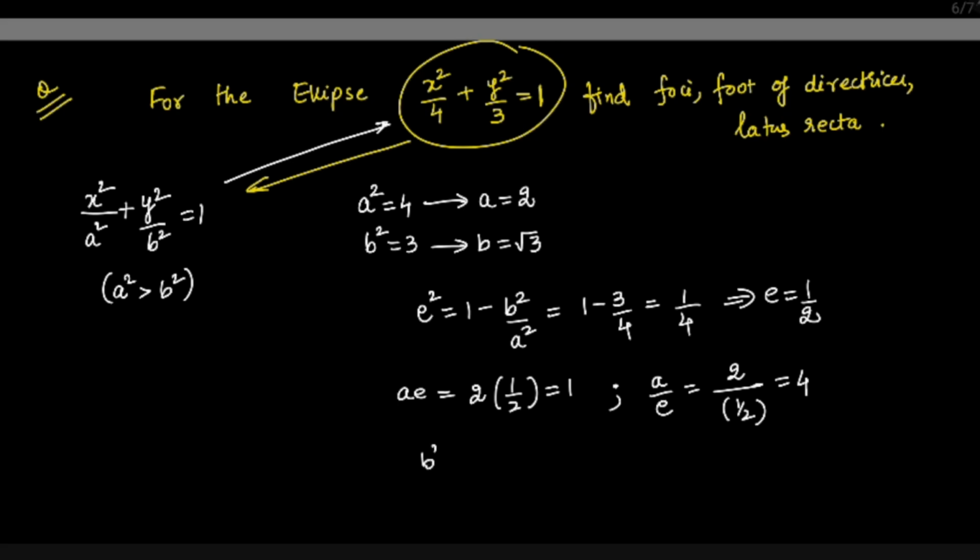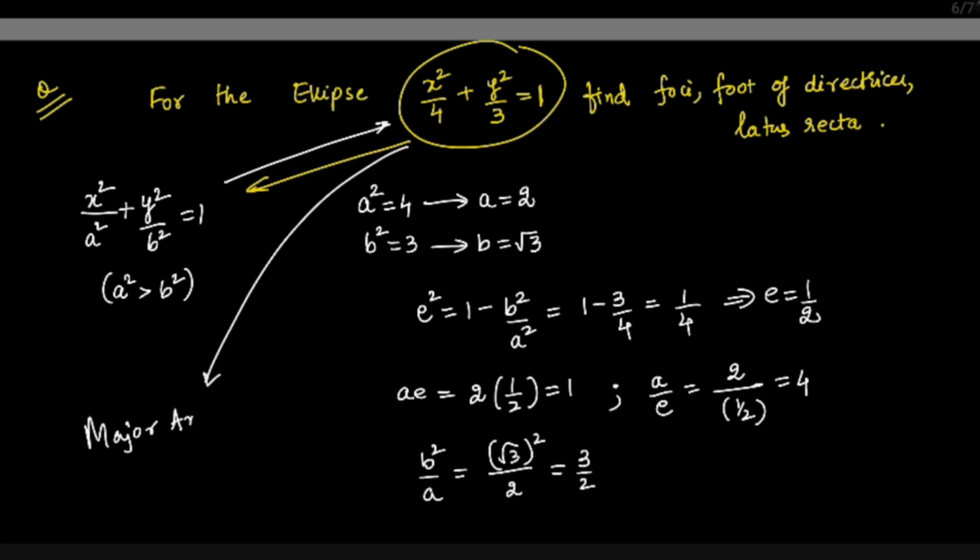One more distance that is important is b square by a, the semi-latus rectum. b square: root 3 whole square divided by a, that is 3 by 2. Now we have all the distances. For this, what is the major axis and minor axis?